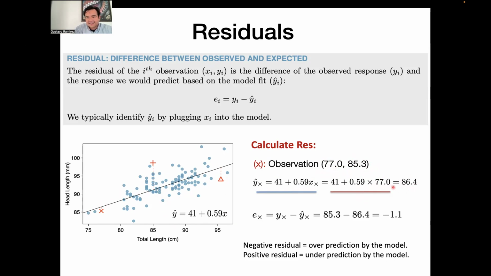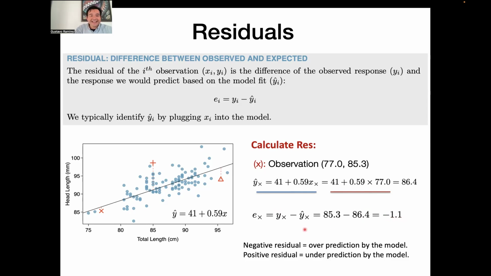So again, we subtract the predicted value of y from the true value of y. The predicted value comes from plugging only x into the equation of this black line, which is y hat of x, and that gives us the residual. So we get 85.3, which was the true length of the head of an animal of 77 centimeters in length, minus the predicted length based on this equation when the animal was 77 centimeters in length. All right, and that is negative 1.1 millimeters.